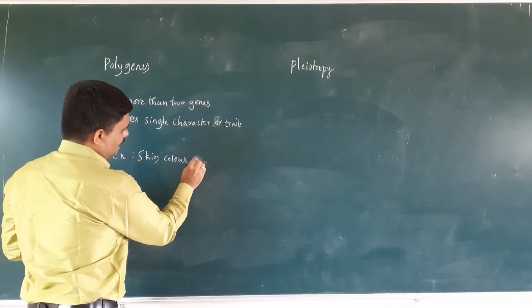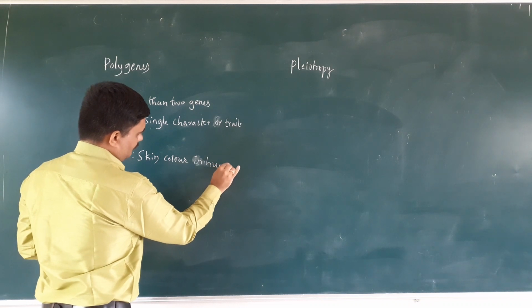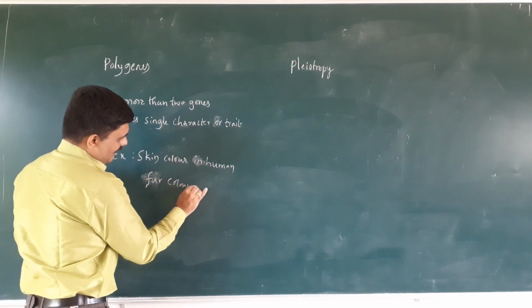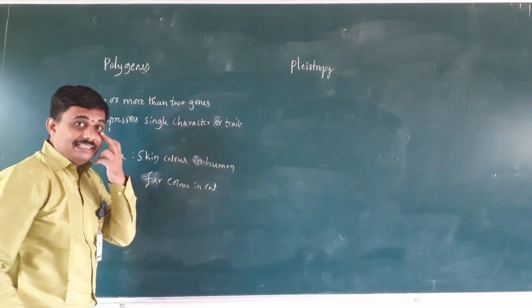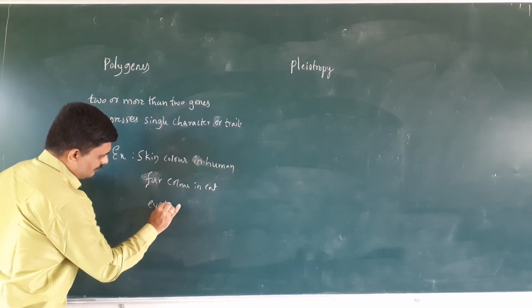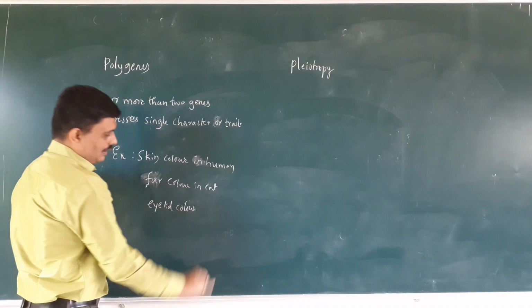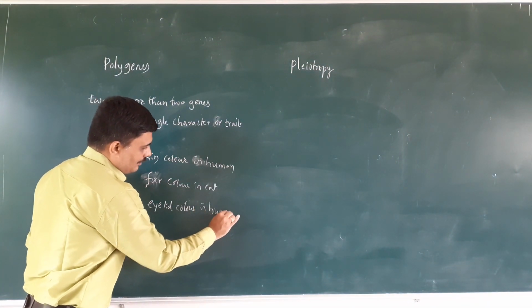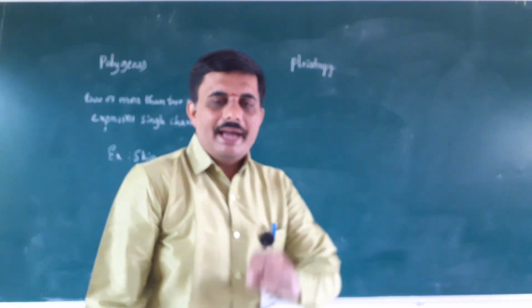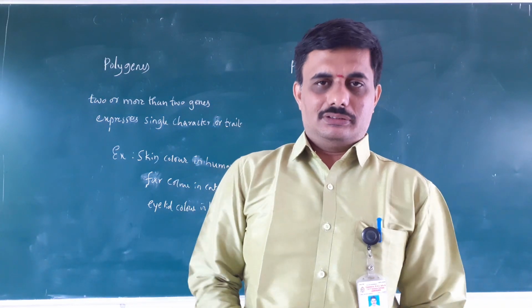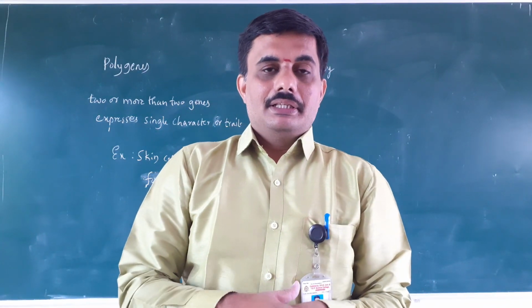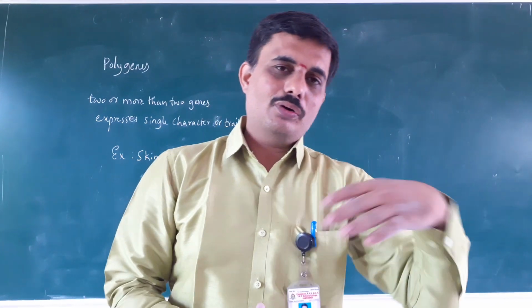Examples are skin color in humans, fur color in cats, and eye color in human beings. These are characters expressed by two or more genes. See, for example, the human skin: it is not totally black or totally white.